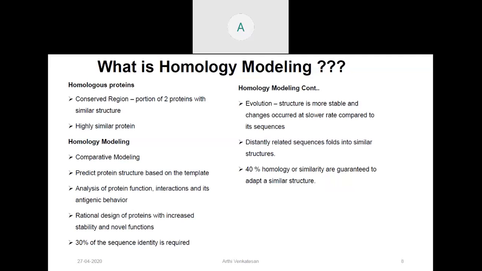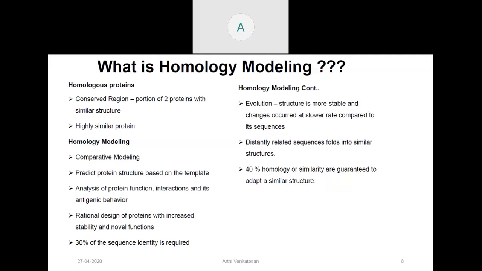And homology modeling can also be called comparative modeling. What is comparative modeling? Comparative modeling is nothing but comparing your sequence with another similar, homologous protein. The next thing is to predict the protein structure based on the template. Here the template is the monkey sequence you check against. The next thing is analysis of protein function. If you don't know the protein's sequence or structure function itself, you can find it out through homology modeling. Even rational designs of proteins with increased stability and novel functions can be determined.